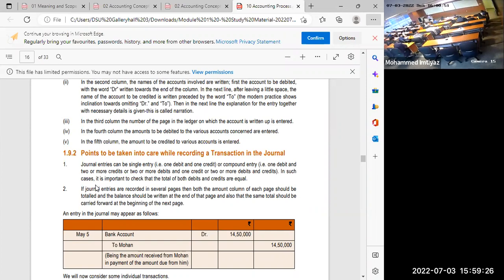Amount is how much? 1 lakh into 100. One share is equal to 100 rupees, so 1 lakh shares are issued now. 1 lakh into 100 is equal to 1 crore. 1 crore debit, 1 crore credit. Narration: being company started with share capital of 1 crore.